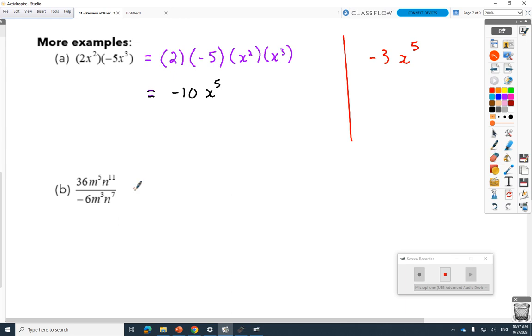Optional step here. Some people will find this question very easy, the way their brain works. But here's the optional step. If you have trouble with these at all, do not be embarrassed. Do not be sad if you have to write it out this way. 36 m to the 5 n to the 11th, negative 6 m cubed n to the 7th. I know what happens with this question when you read it.